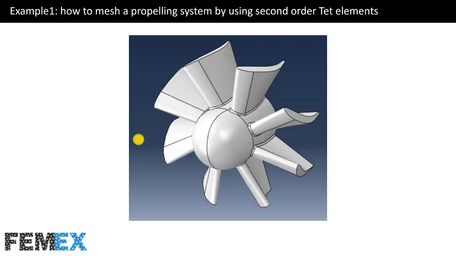Now I want to talk about example 1: how to mesh a propelling system by using second order tet elements. Here you can see the geometry of the propelling system. It is too complex to be meshed with hex elements, so we must use tetrahedral elements. I have the STEP file of this geometry and I will import it to the Abaqus mesh module.